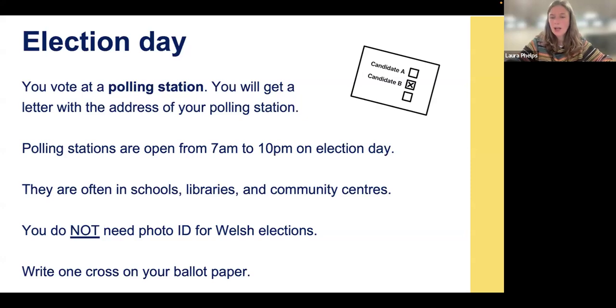And you will have a paper like this, a ballot paper, and you have to write just one cross on the paper. Okay, so you're just choosing one person that you want to vote for. If you're not sure at the polling station, there will be staff. You can ask them any questions. They will help you to vote. And your vote is private, so nobody can see who you're voting for. So it's one cross for the person that you want to vote for.